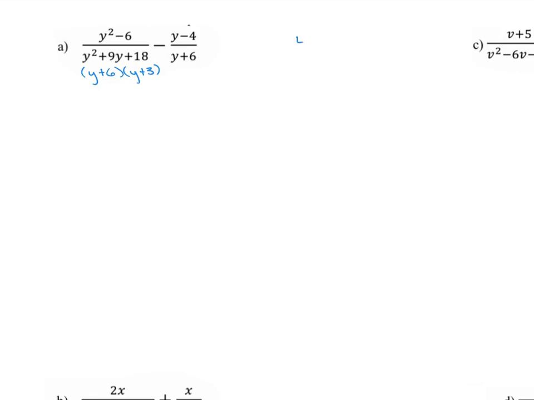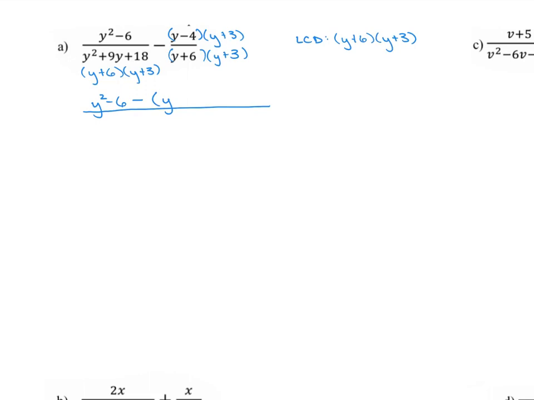So my LCD is y plus 6 and y plus 3. So the second fraction, we already have the y plus 6. I want to multiply the top and bottom by y plus 3. Okay, so we're going to go ahead and write this as one single fraction. We get y squared minus 6 minus y squared minus 4y.